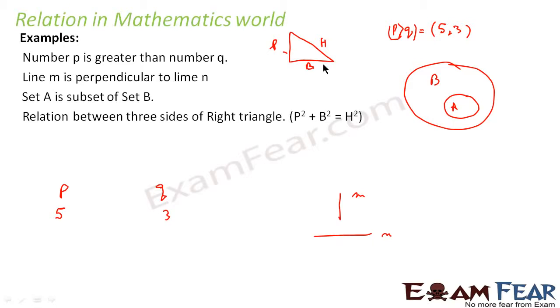So with this, I think you have a fair understanding of what is relation. Relation is nothing but a relation between two or more than two objects. It should have a pattern and it should have two or more than two objects. For example, when I say number P is greater than Q, I can take any P and any Q, and if it follows P is greater than Q, it's a relationship. A relationship between any two lines, line M and N: line M is perpendicular to line N. This is a relationship. Set A is a subset of bigger set B is a relationship. And in a right triangle, P square plus B square is equal to H square is also a relationship between three sides P, B and H.